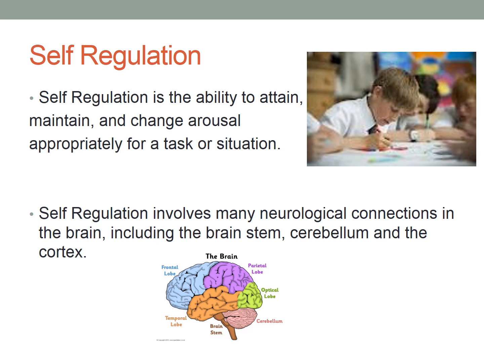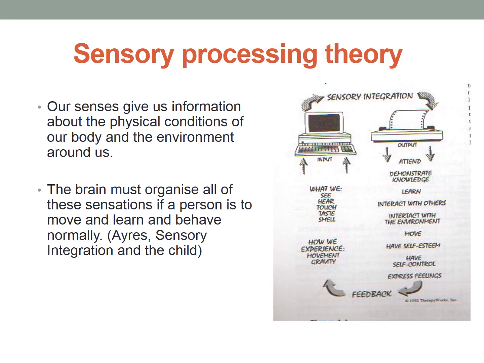Self-regulation involves many neurological connections in the brain, including the brainstem, cerebellum, and the cortex. Our senses give us information about the physical conditions of our body and the environment around us. The brain must organise all of these sensations if a person is to move and learn and behave normally.